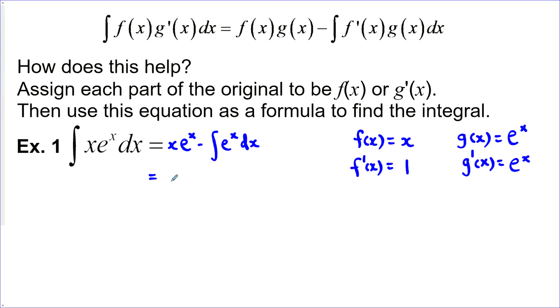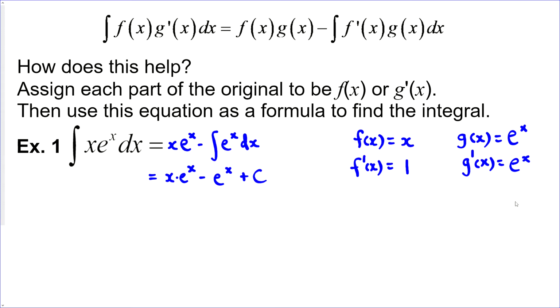So our first term is fine. X times e to the power of x. The antiderivative of e to the power of x is just e to the power of x. And it's an indefinite integral, so we need a plus c.